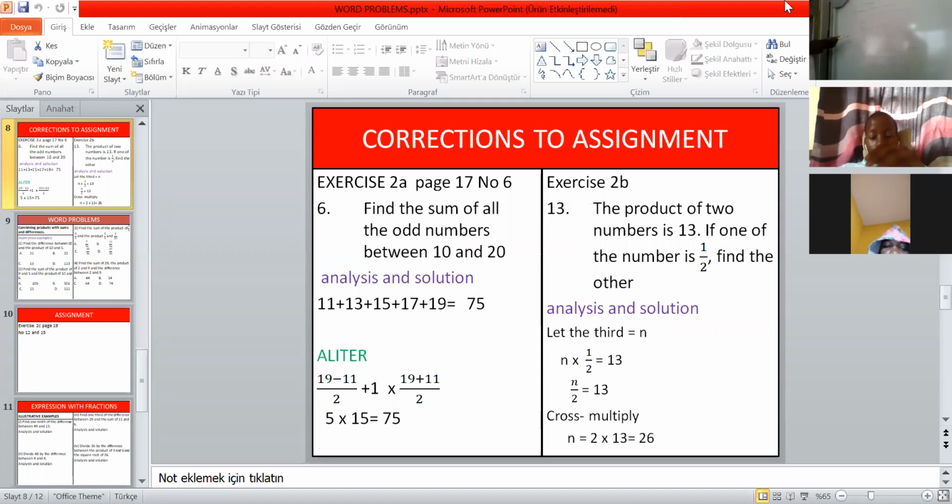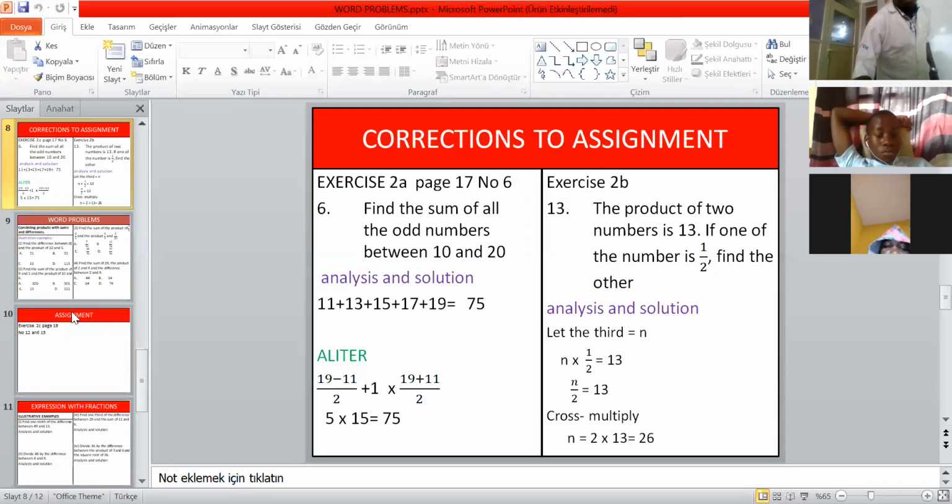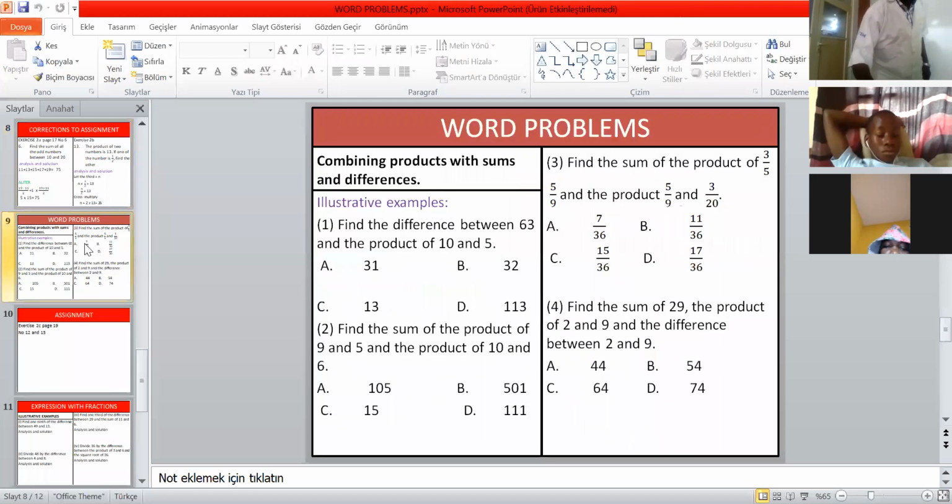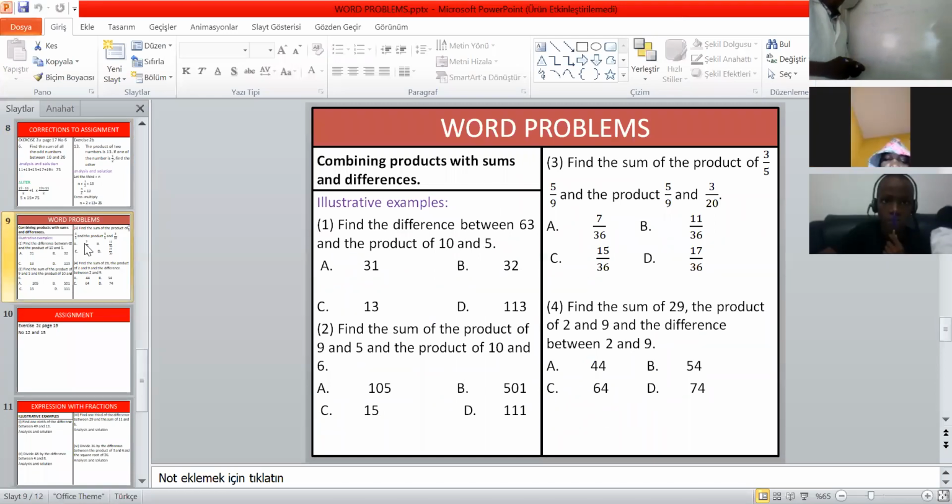Okay, so today's topic is now combining sum and products. Combining sum and product is what we are looking at today. Now look at the questions. I want you all to try the first one. The first one is: find the difference between 63 and the product of 10 and 5.